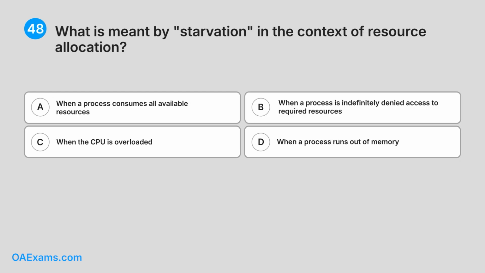48. What is meant by starvation in the context of resource allocation? A. When a process consumes all available resources. B. When a process is indefinitely denied access to required resources. C. When the CPU is overloaded. D. When a process runs out of memory. What do you think is the answer?